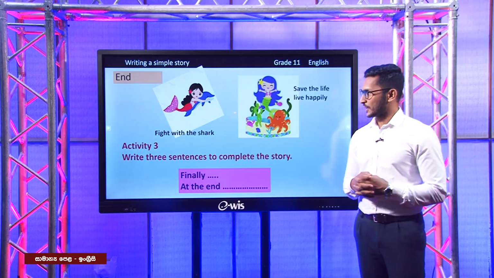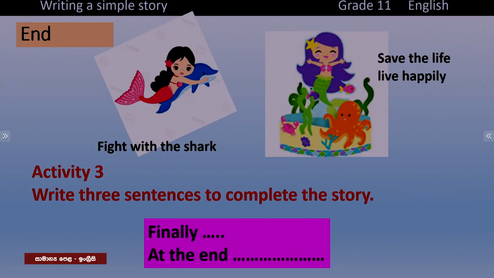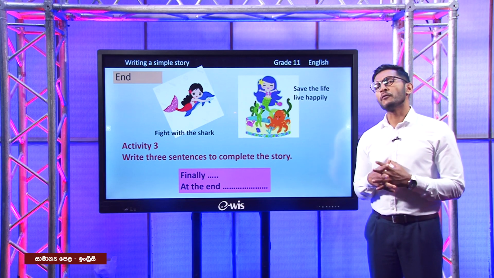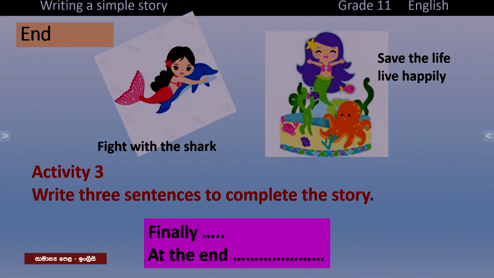Now look at the pictures. Can you remember the sentence we stopped at in the previous slide? The octopus cried for help. So when we have a problem, when we cry for help, who usually comes for our help? Of course, that is our friends. Now here, who is the friend of the octopus? Yes, that is the mermaid. Now you can see the mermaid is coming to help the octopus. And in the next picture, you can see they are happy. So read the phrases there: save the life, live happily.